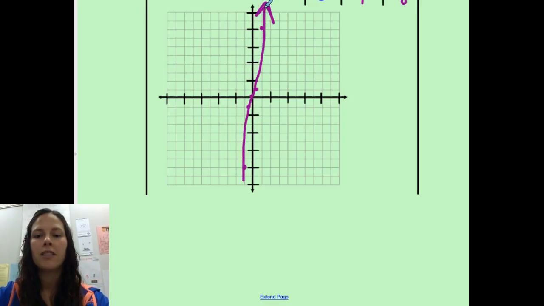The cubic function does curve. With this horizontal compression, it gets really skinny towards 0, 0, so it's a very flattened curve, but you should still have some sort of curve going on with your graph.